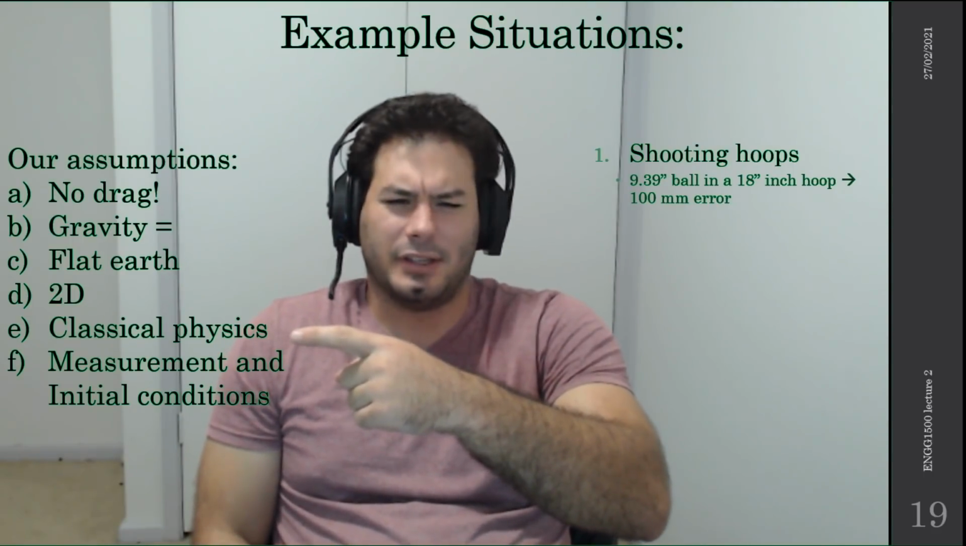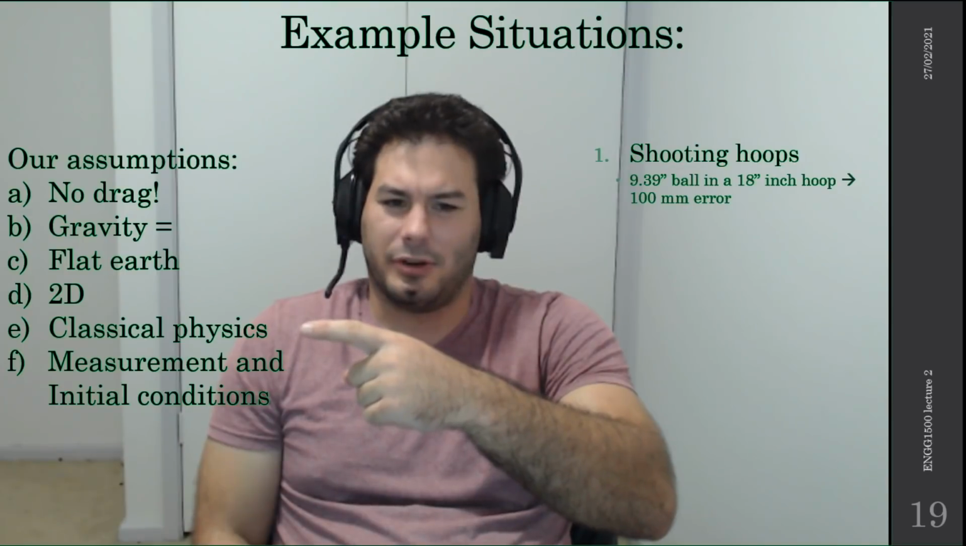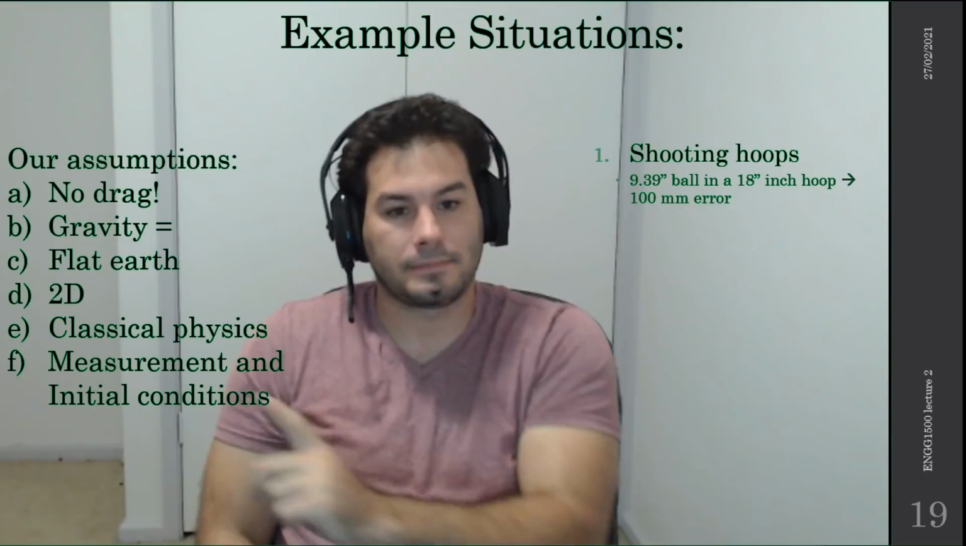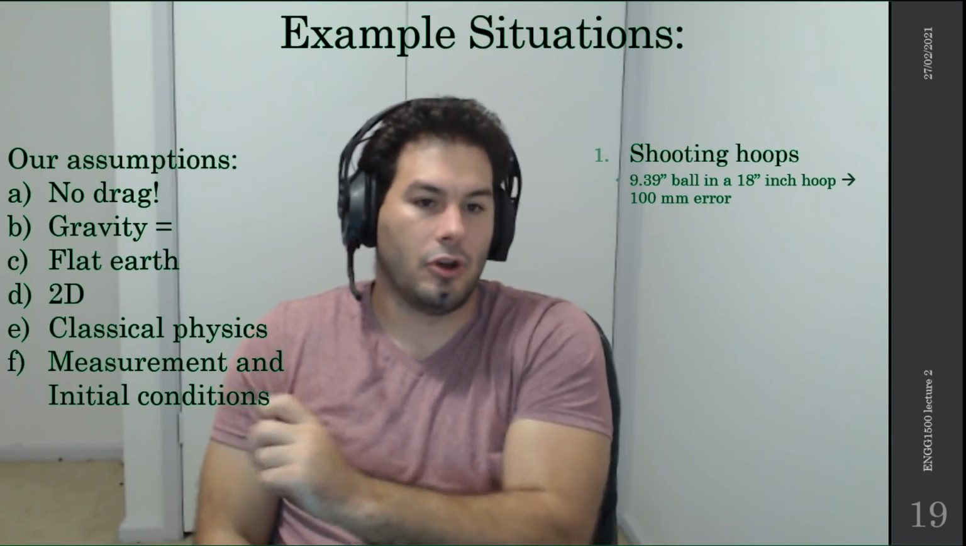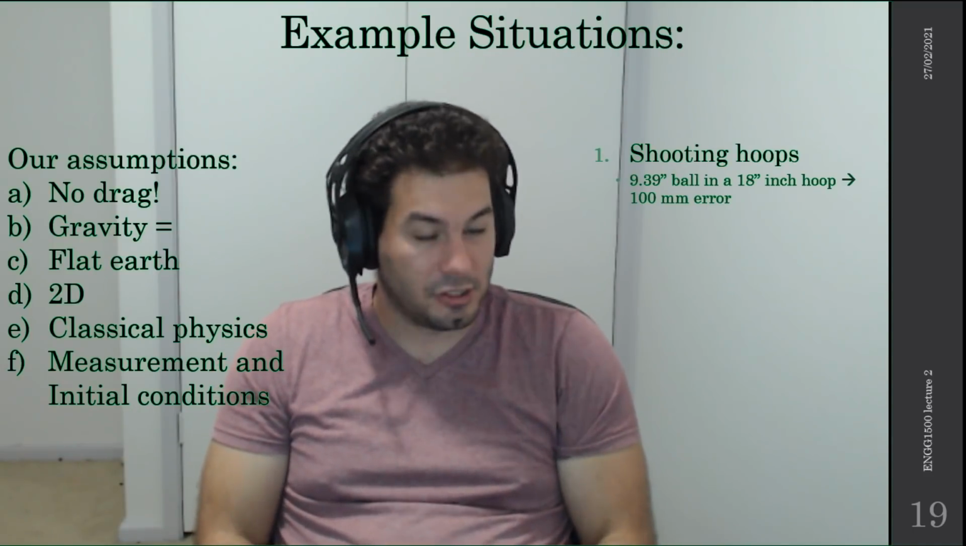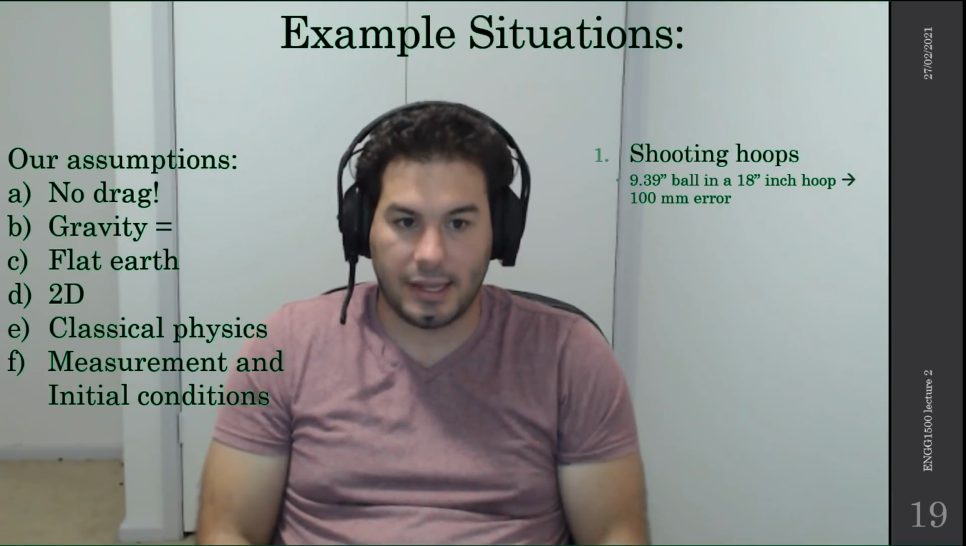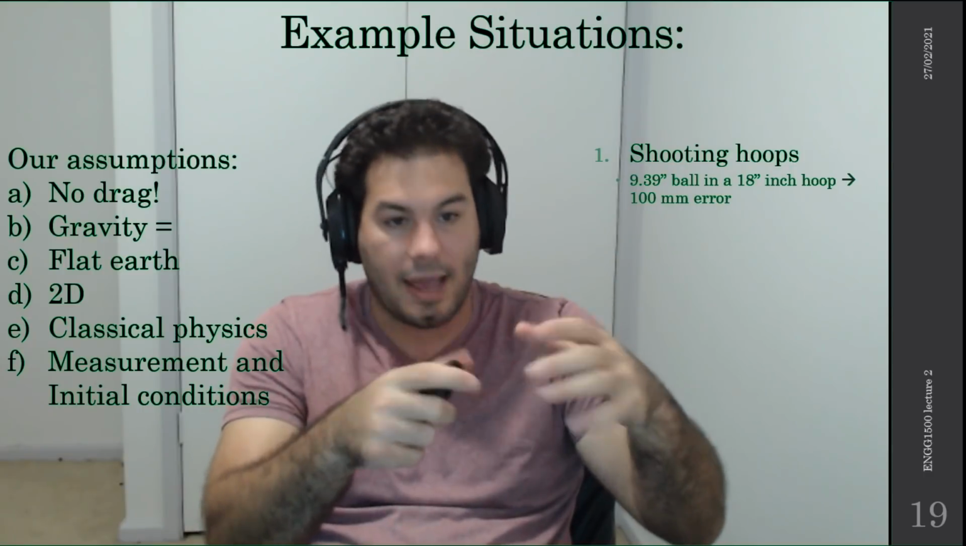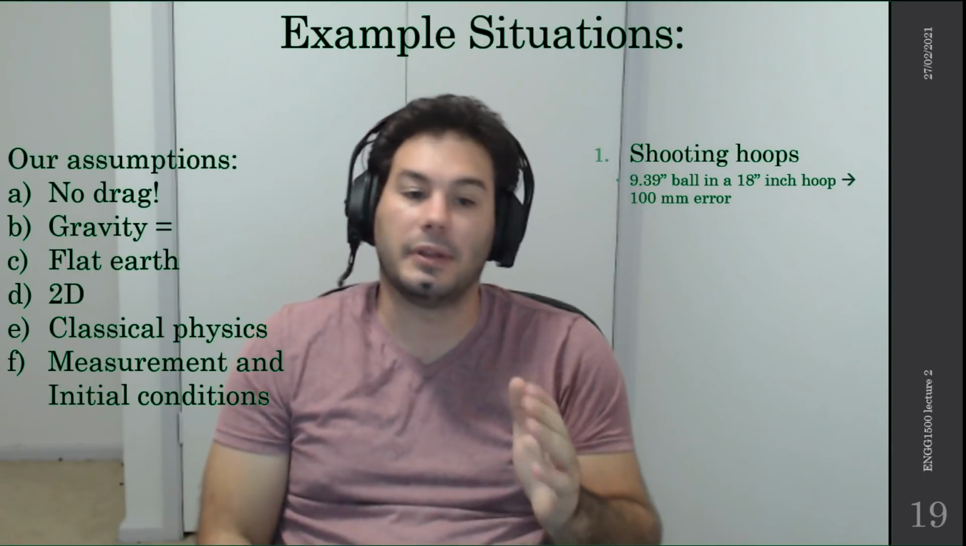You don't need to compensate for relativity. You're doing fine at the speed you're throwing basketballs. Measurement and initial conditions. This is interesting. How accurately do you know how far away the hoop is? Basketball courts are highly regulated. The distance to a free throw line, to a hoop, a height, a diameter, and everything is incredibly accurately set.